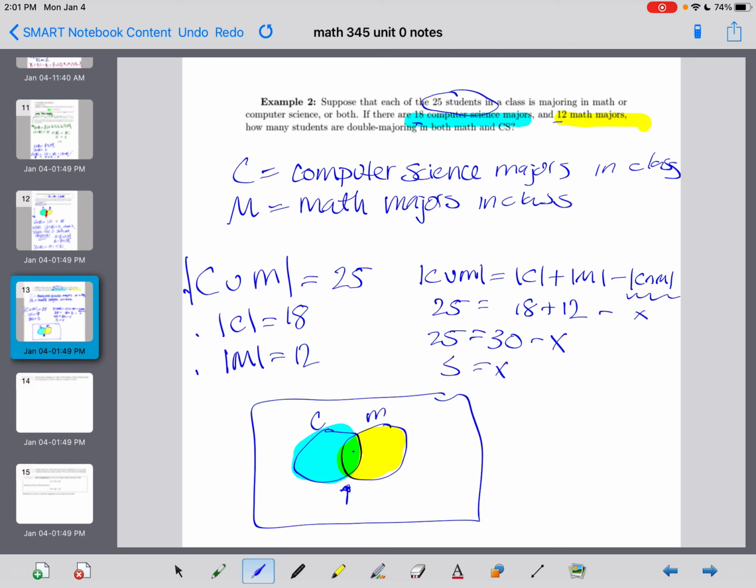That means that there's going to be 5 students that are both computer science and math majors, because they're in the intersection of the two sets. They satisfy both of those, being a computer science major and a math major.